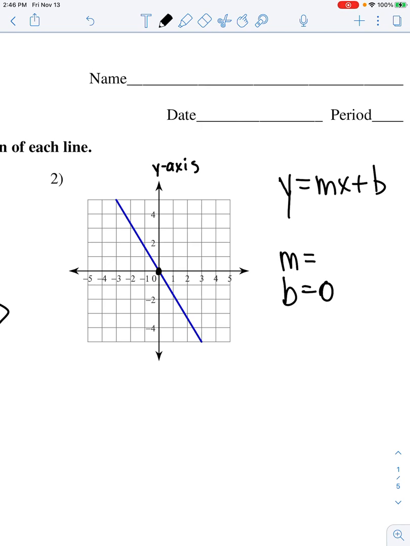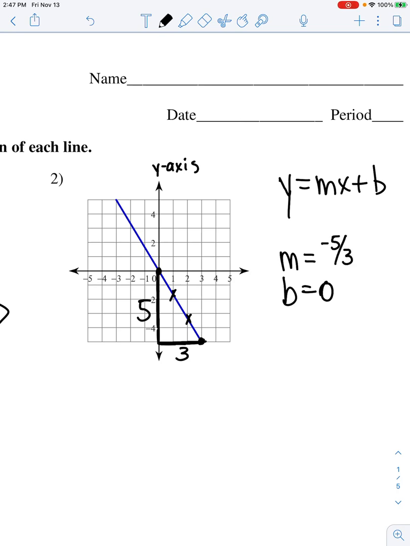Now that I've got one good corner point, I'm going to find another one to find the slope. Nope, nope. Oh, there it is right there. That's a good one. So I'm going to do my rise and my run. I rise 1, 2, 3, 4, 5, and I run 1, 2, 3. And I notice it goes down. So my slope is -5/3.